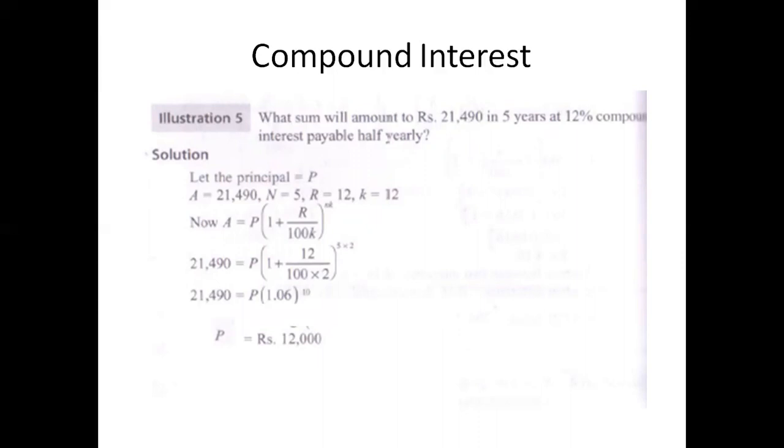What we have is the principal P as 21,490. Now the number of years N is equal to 5, and the rate of interest R is equal to 12%. However, there is a small twist in this problem, in that the interest is payable half yearly. So if we have the principal as P, and A is equal to 21,490, N is equal to 5, R is equal to 12, and K is equal to 2. We have the formula that we have previously used, but with a small twist.